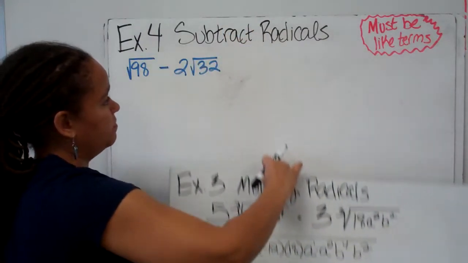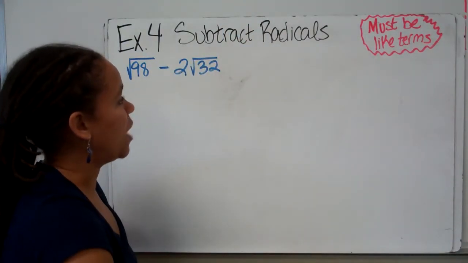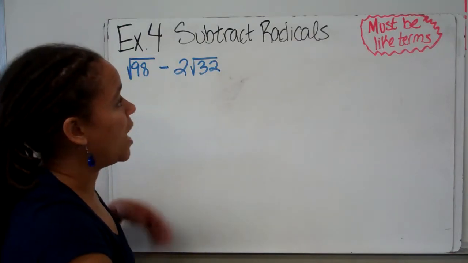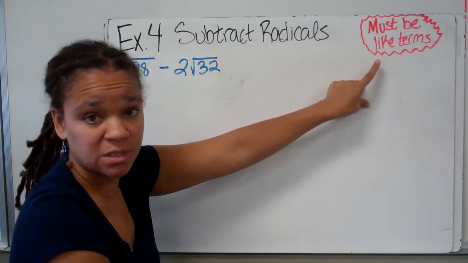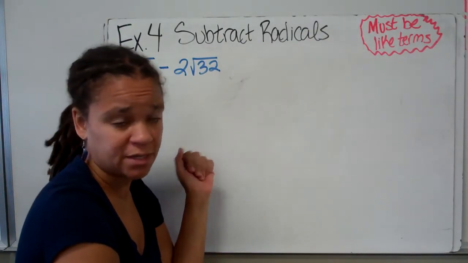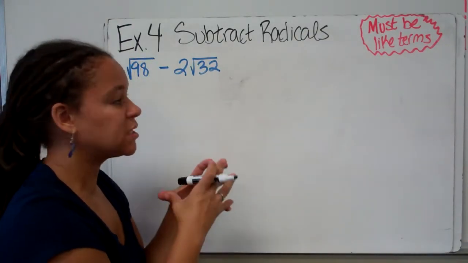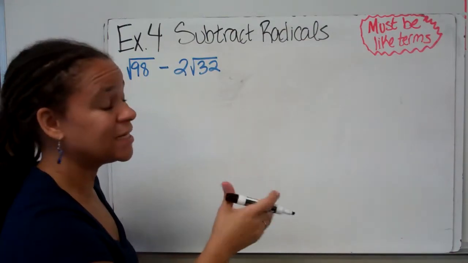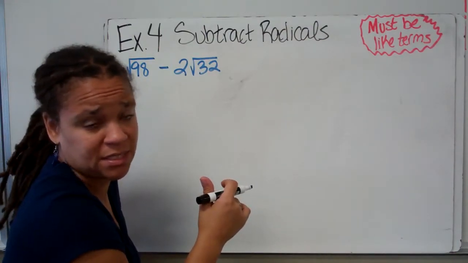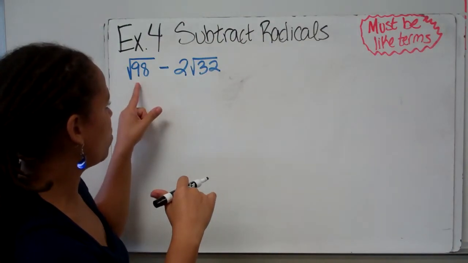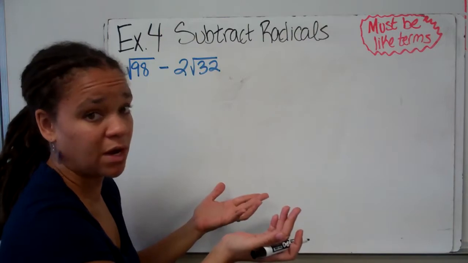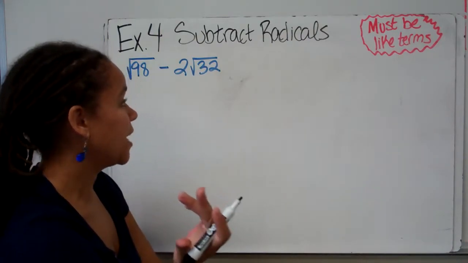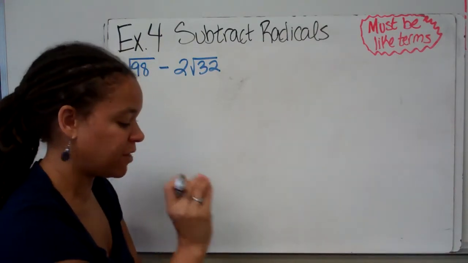2 more examples. Subtracting radicals. When you're adding or subtracting, you need to make sure you have like terms. I'm going to call them funny looking things. Whatever is under your radical needs to be exactly the same, and the index needs to be the same. So here I have the square root of 98 minus 2 radical 32. I can't do anything right now.